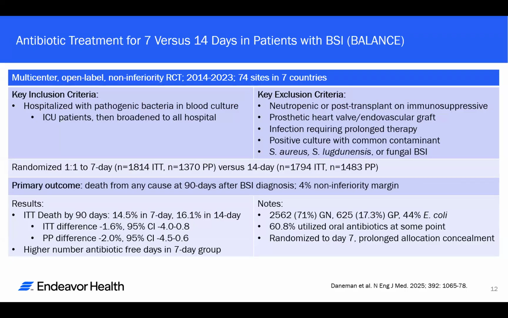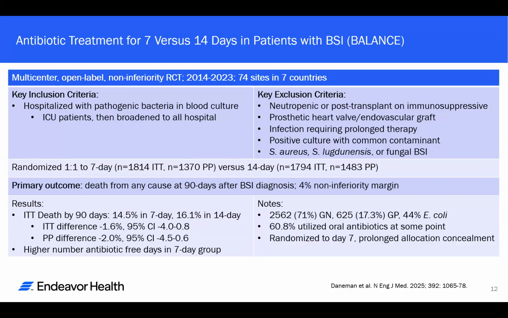So per protocol, again, was if they treated with the appropriate number of days plus or minus 2 days. So you can see that several of them actually got longer. It was 23% in the 7-day group that got longer therapy and about 13% in the 14-day group. The median number of days in the 7-day group was actually 8 days for the trial. So something to be aware of.